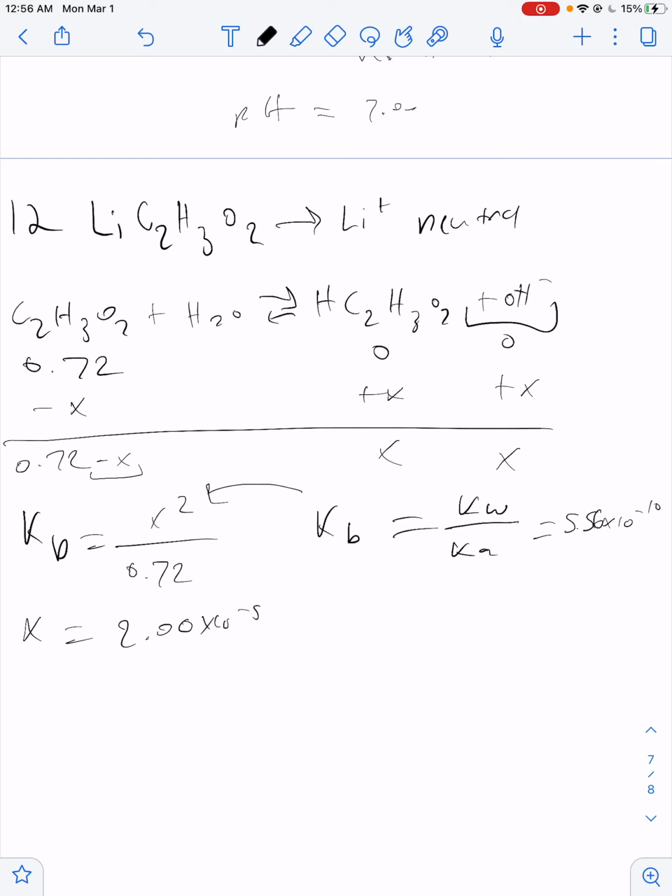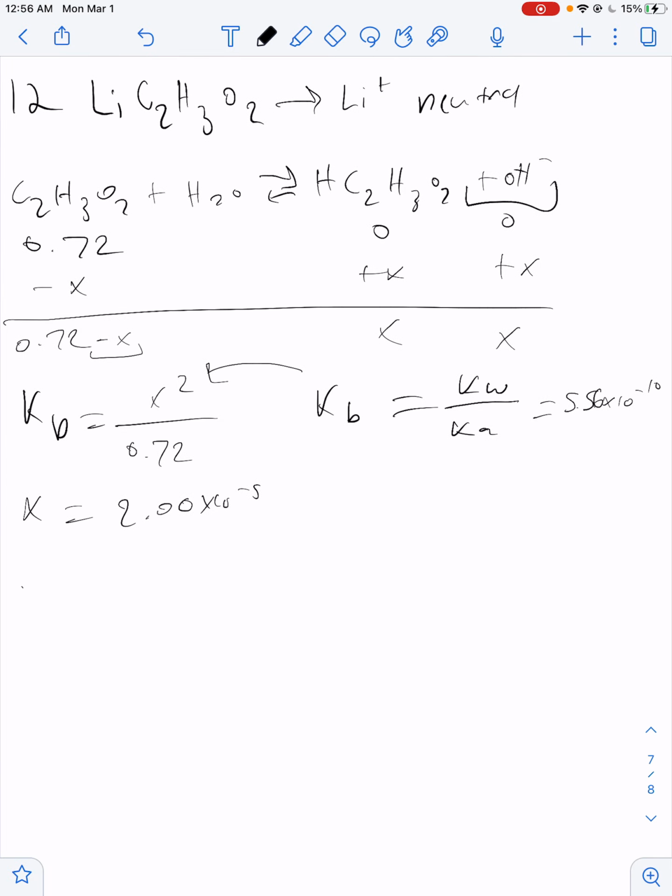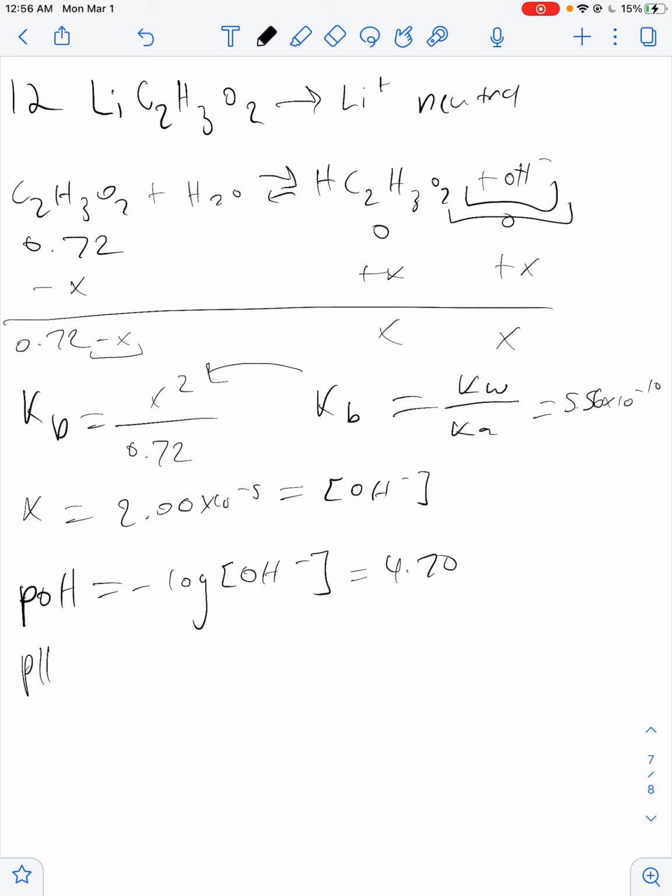We need the pH. Remember, first we have to find pOH, because we're dealing with a basic equation here. pOH is negative log of OH-. This X is the concentration of OH-. And that's 4.70. And then once we have pOH, pH is just 14 minus pOH, which is going to be 9.30.